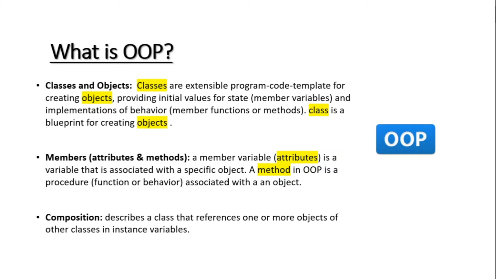For example, class is an object. Well, classes are extensible program code templates, just like we said, a blueprint to create objects. And we define the state of those objects using those classes, with the implementation of the behavior. Class is the blueprint, as I said, for creating objects. Now, every single class is defined by attributes and methods. Attributes are the variables. Methods are basically procedures or functions of that object. Now, composition is a concept we're going to talk about, of course, later.